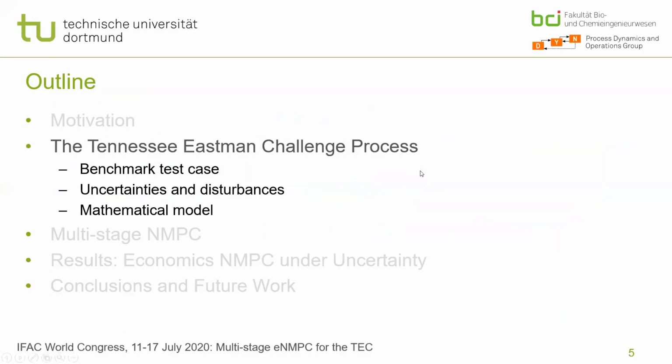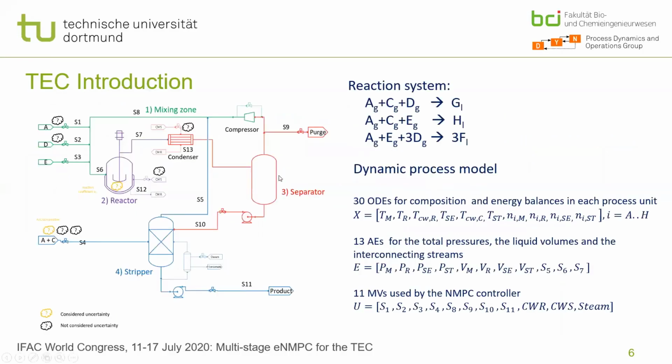A couple of words on the benchmark itself. The diagram is depicted here again. You can see that the process consists of 4 units: the mixing unit, the reactor, separator and condenser, and the stripper. There are 4 educts. There is 1 purge stream, 1 product stream down here, and there is 1 recycle S8, which is composed of S5 and S9. The reaction taking place in the reactor is exothermic.